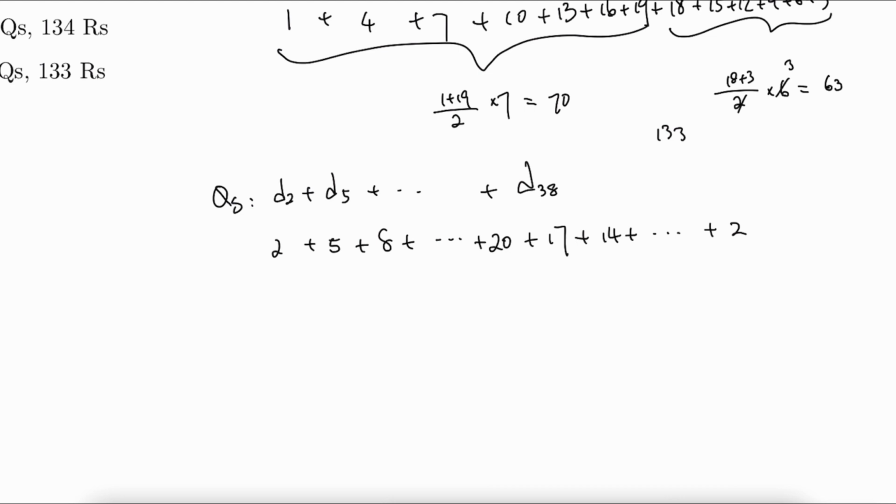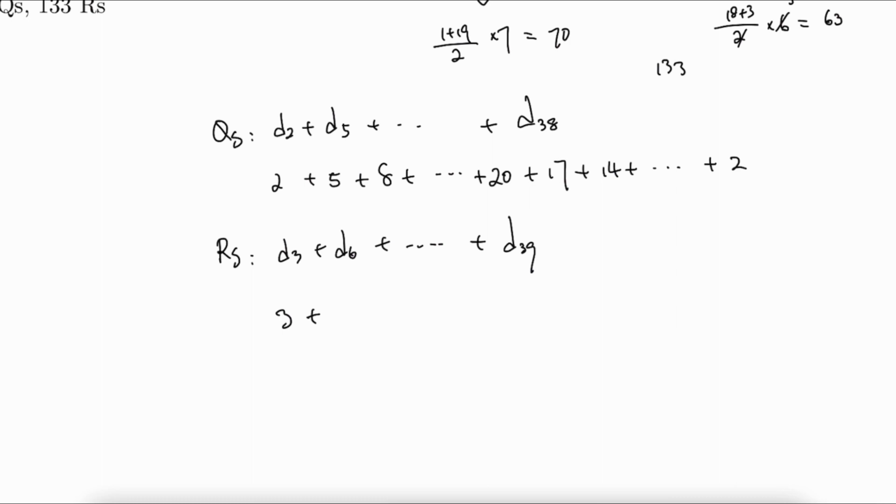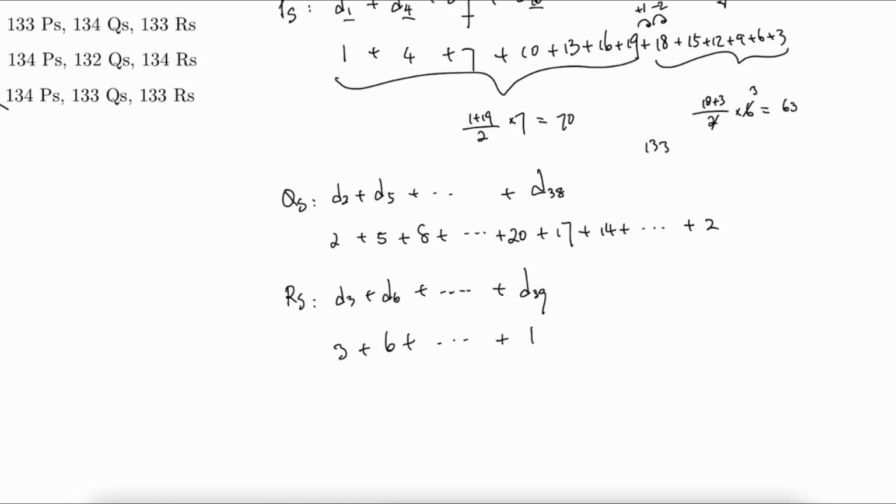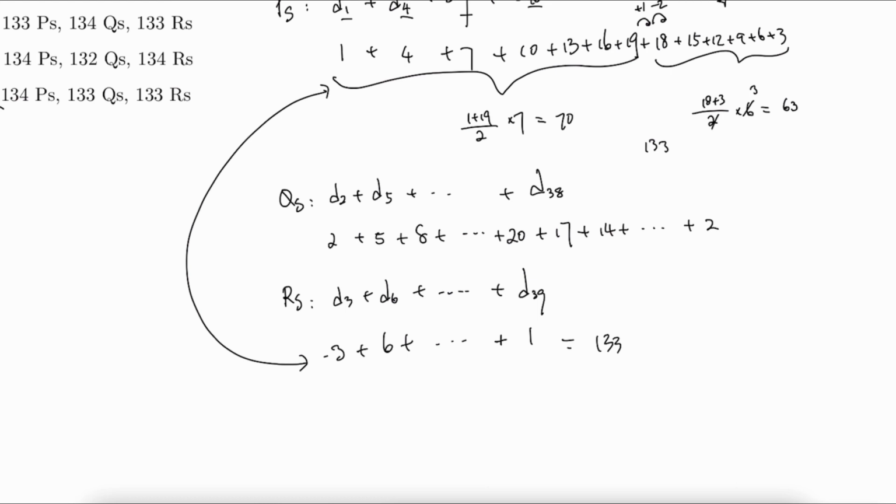Let's see ours. D3 plus D6 plus dot dot dot plus D39. D3 is 3. That's 6. Plus dot dot dot. D39 we talked about, that's 1. Isn't this the same thing as that? So that is more easily we know it's 133.